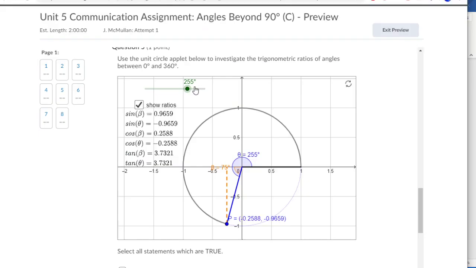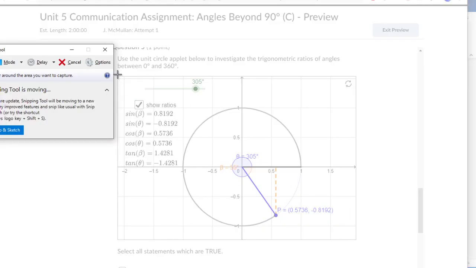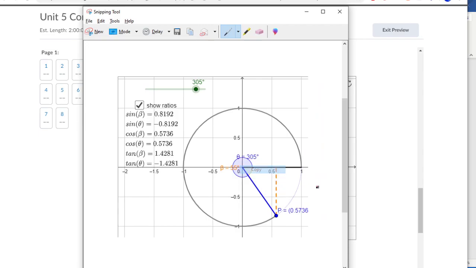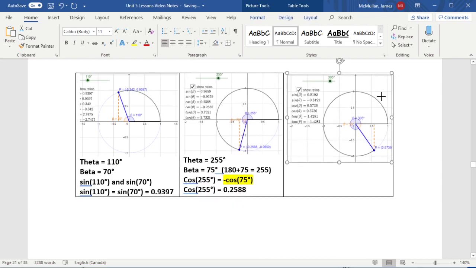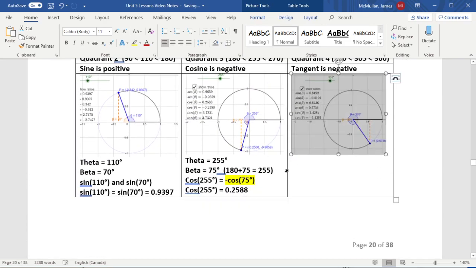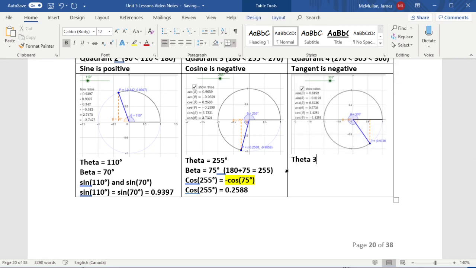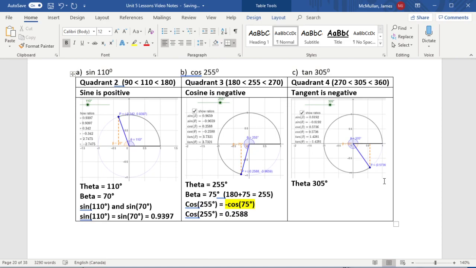So let's do so. 305 is over here. Okay, and let's just shrink it down so it fits better. What do we see in this picture? Theta is 305. That's what we were asked to draw. Beta would be, how do you get to the closest x-axis? The closest x-axis here is 360. So we do 360, take away 305, and we get 55 degrees. And again, I'll just write in brackets how I got that: 360 minus 305 equals 55, because 360 is the closest x-axis here.